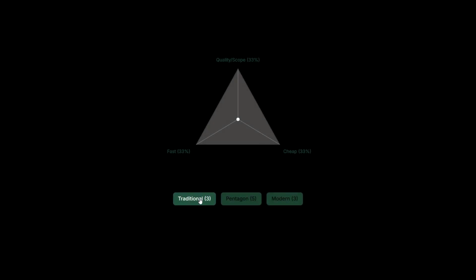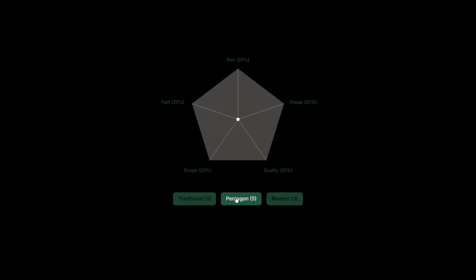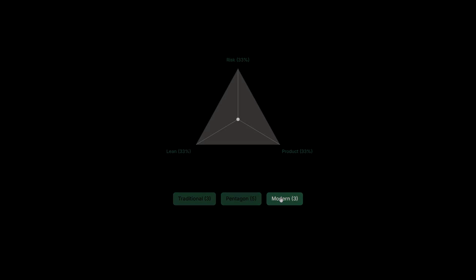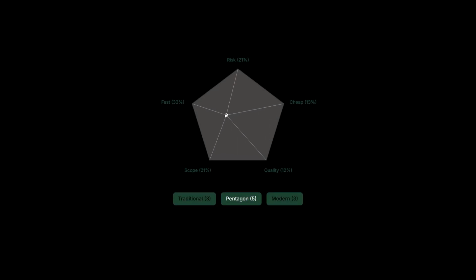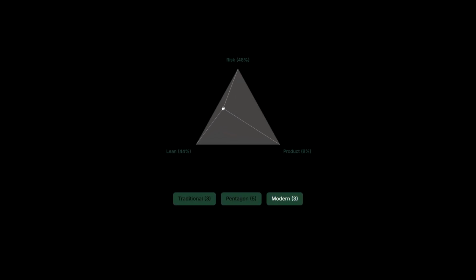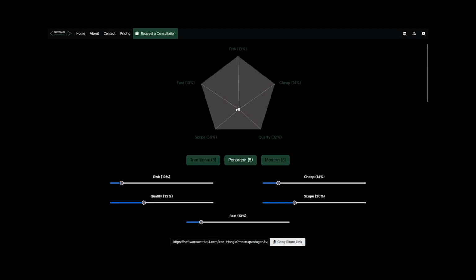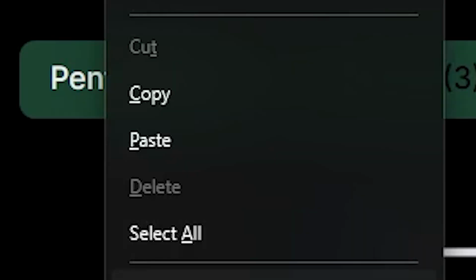The Visualiser allows us to explore a more flexible representation of project constraints by providing the following options. Traditional refers to the classic iron triangle, where quality and scope refer to the same axis or concept, which is how well the end product meets expectations. Pentagon is the most verbose. It includes risk as an axis, along with both quality and scope at the same time. Modern is a more concise version of the pentagon, combining quality and scope into a single product factor, and cheap and fast into a single lean factor. You can also share your triangle with others when you're done too, by pressing this button or just copying the URL from the address bar.